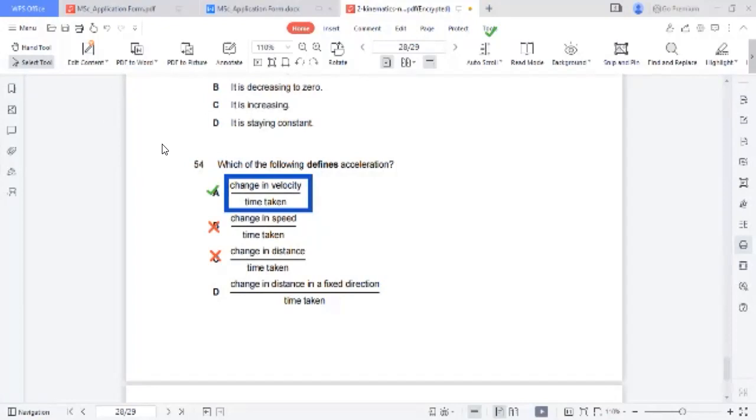Change in distance in a fixed direction means it's a displacement, and rate of change of displacement gives velocity, not acceleration. Distance with some direction is called displacement. So change in displacement with time is velocity, not acceleration.